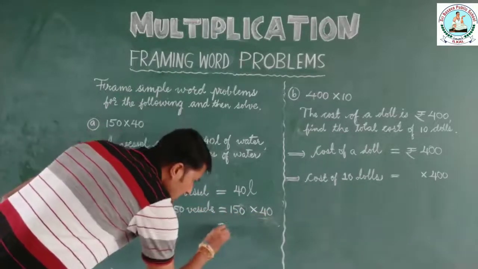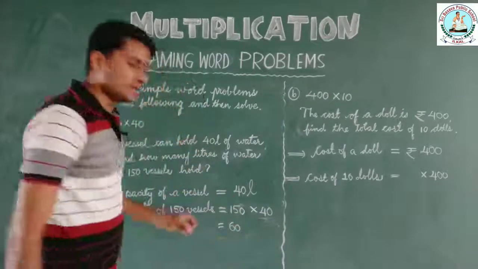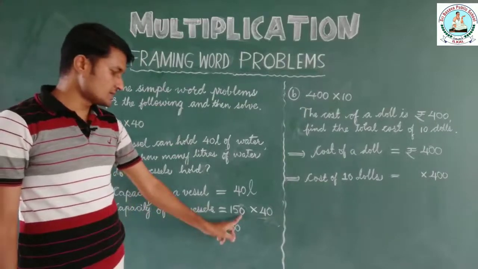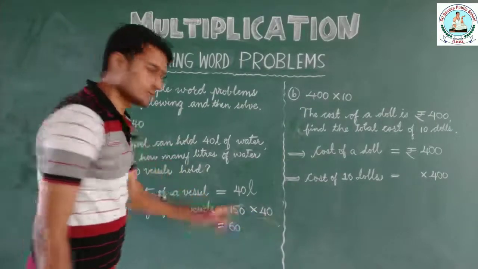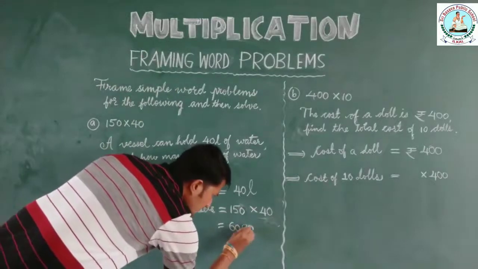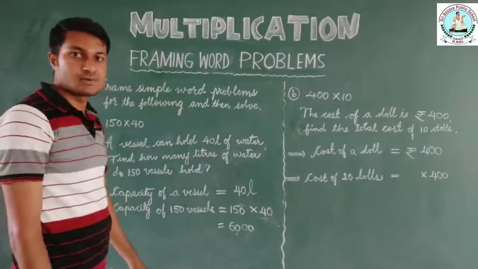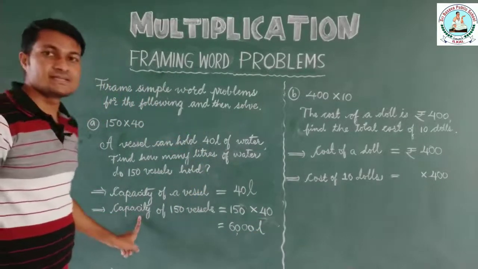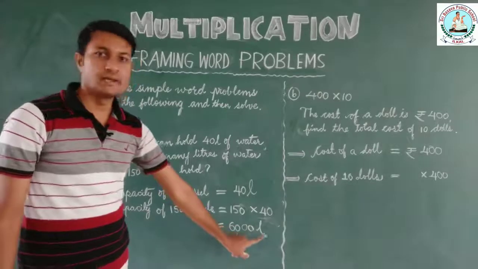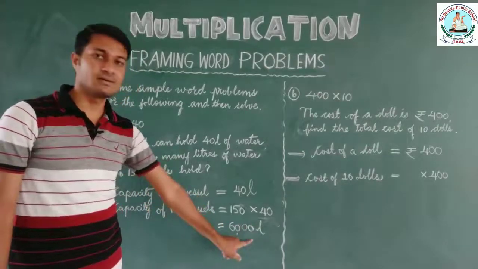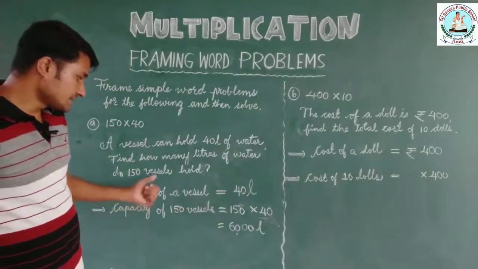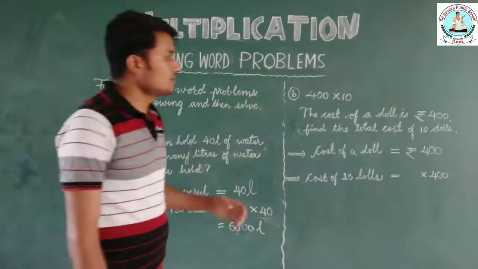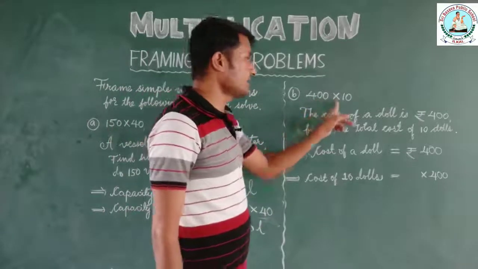15 fours are how much? It is 60. Then write as many zeros as there are in both factors. So here 1 zero and here 1 zero, totally 2 zeros. So write those 2 zeros here. Then 6000 is your product, and since it is capacity, and capacity is always measured in liters, 6000 liters is contained by 150 vessels.